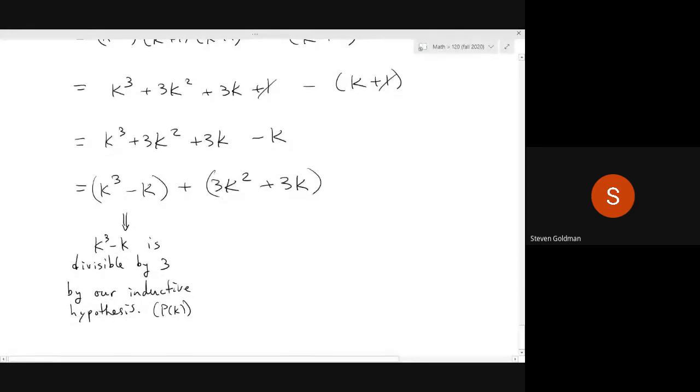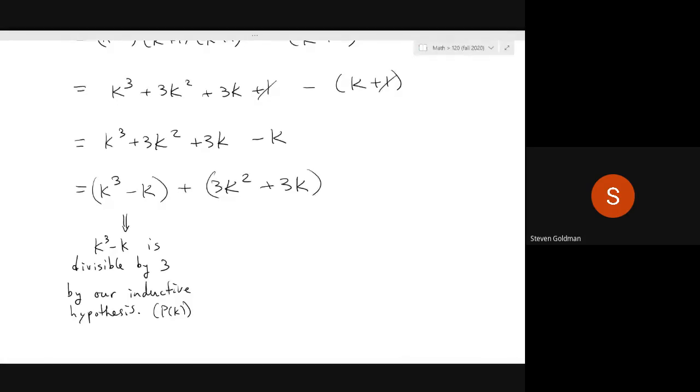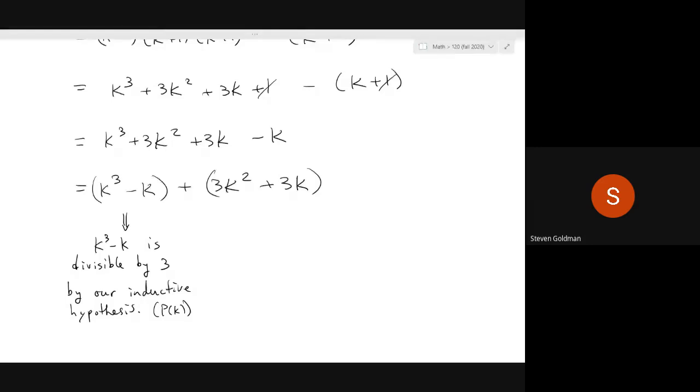Let's now look at 3k squared plus 3k. Is 3k squared plus 3k divisible by 3? What do you guys say? Yes or no? Is just 3k squared plus 3k divisible by 3? We have one yes, because 3 is a factor. Does everyone agree? Anyone disagree? Everyone's too busy writing. Okay, I'm taking notes. Well, you're right. Yes, you're correct.